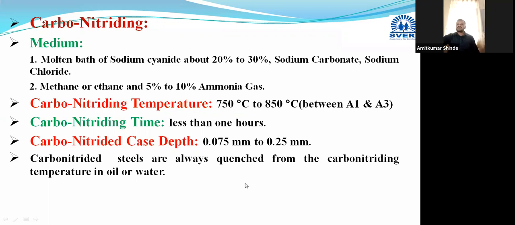Due to this, what will happen? Diffusion of carbon and atomic nitrogen both will take place, and the carbon will be present in the form of martensite on the surface, and the nitrogen will combine with the iron and other alloying elements and form their respective nitrides. Due to the presence of these nitrides, the hardness of the surface will increase, or we will get a hard and wear resistant surface. So this is carbonitriding, and it can be classified into two different types depending on the mediums used.